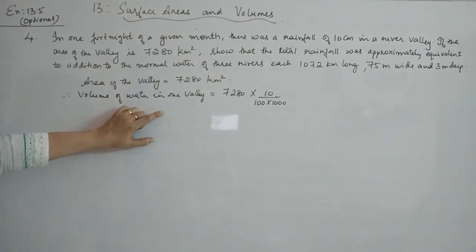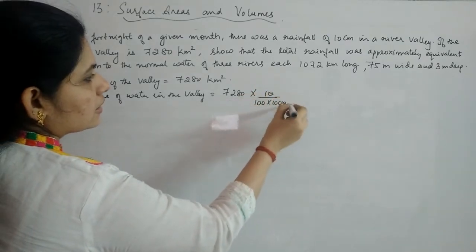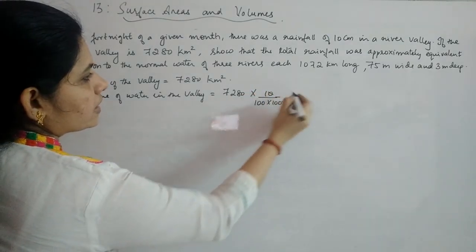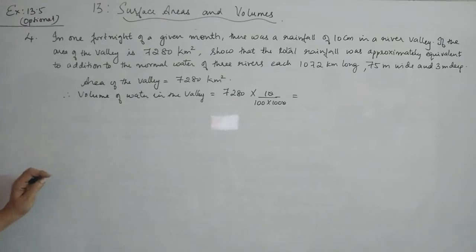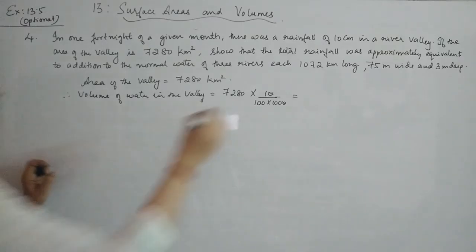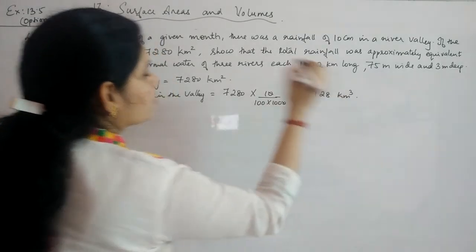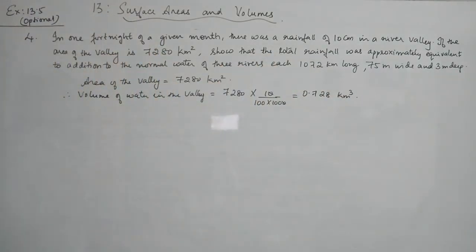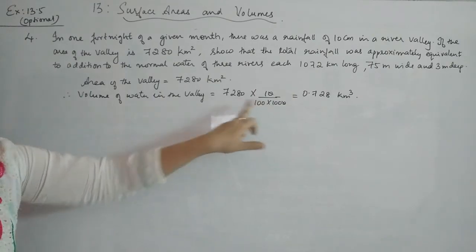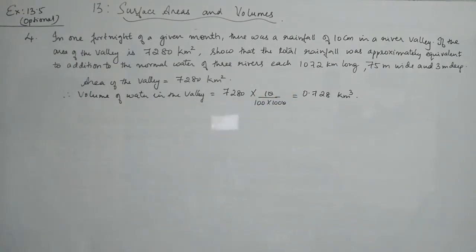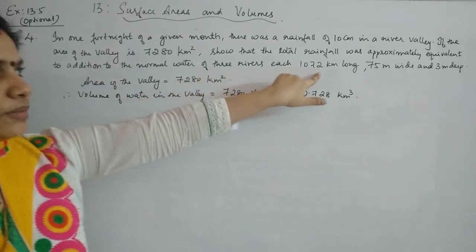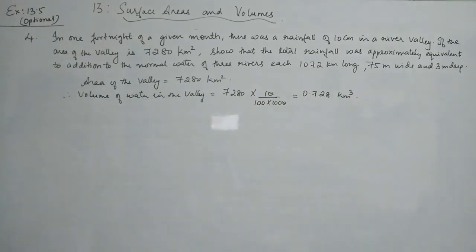How much will you get? Here 1 0 gets cancelled, 1 2 3 4. So you are getting 0.728 kilometer cube as the volume, since this is kilometer square and this is in kilometers. And next, length of each river is given, width is given, but the length is in kilometers and these two are in meters, so we have to convert them and then take the volume of each river.